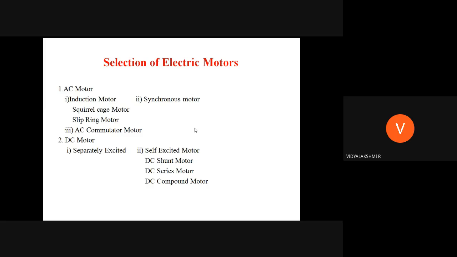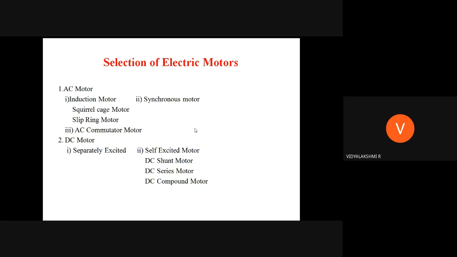Once I finish the selection of electrical motor, I will recall induction motor once again. And the next one is the synchronous motor. A synchronous motor is nothing but a machine that runs at synchronous speed, which means a synchronous motor always runs at 1500 RPM. And it is a constant speed motor.